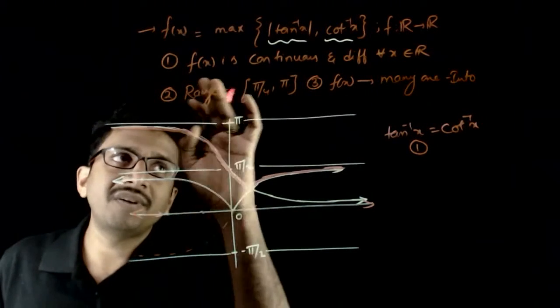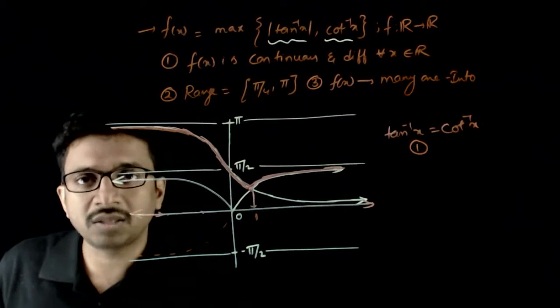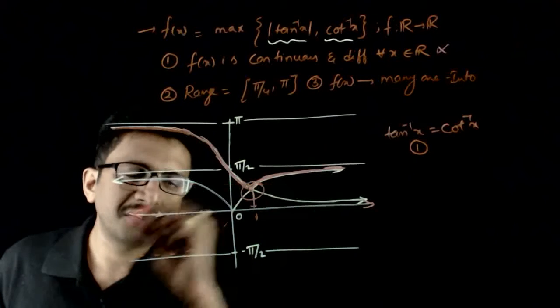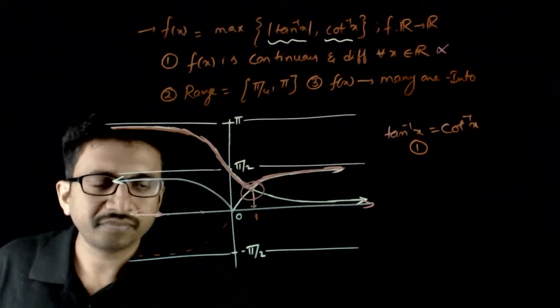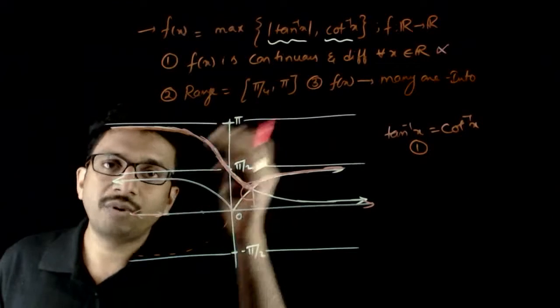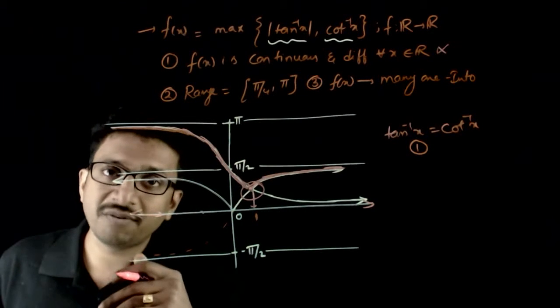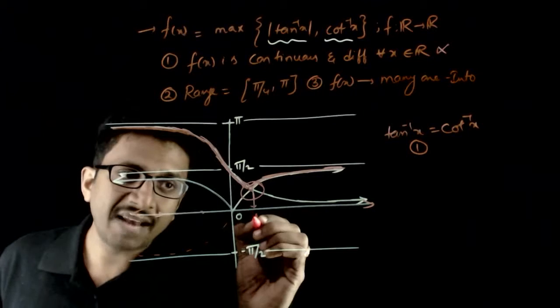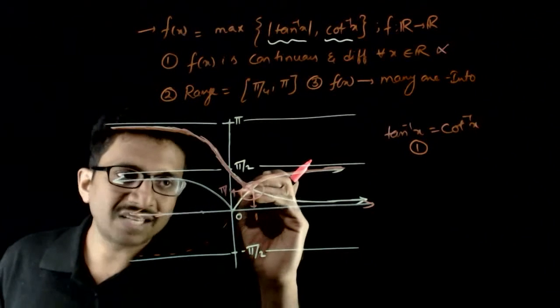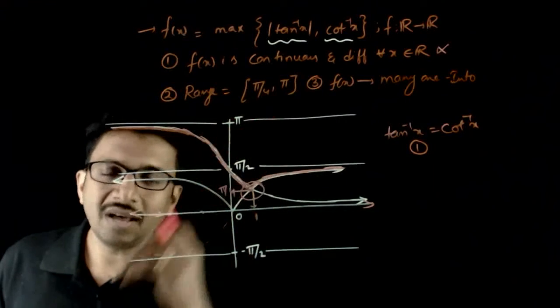So first statement is f of x is continuous and differentiable for all x belongs to R. This statement is obviously wrong because you have a sharp edge here. Next, the second is the range is pi by 4 to pi. So tan inverse of 1 is pi by 4. So the range starts from pi by 4 and goes till pi.